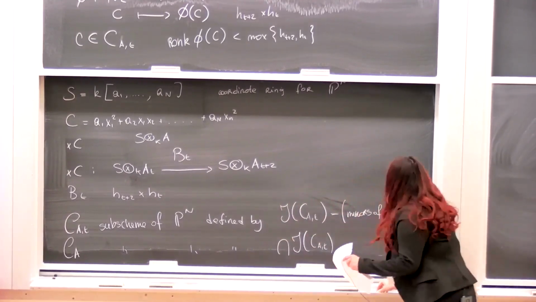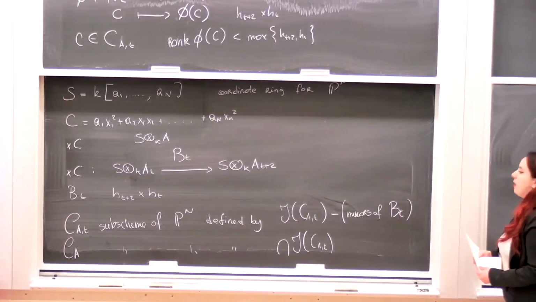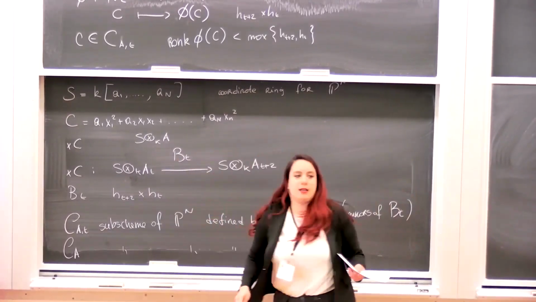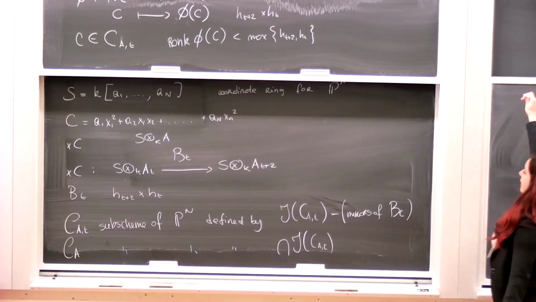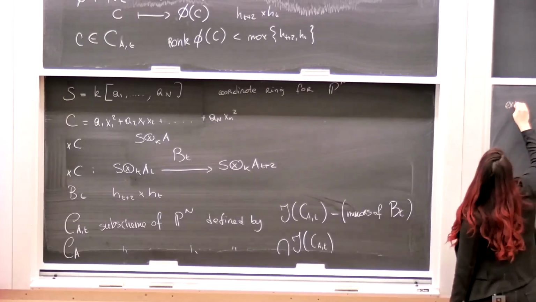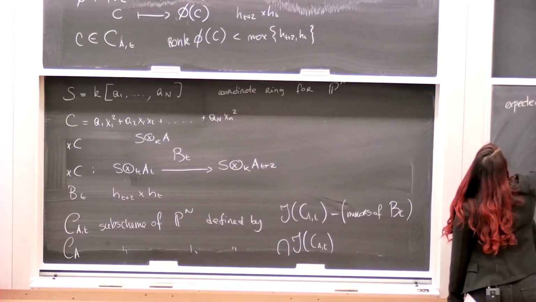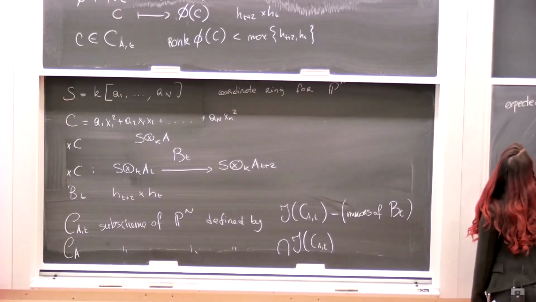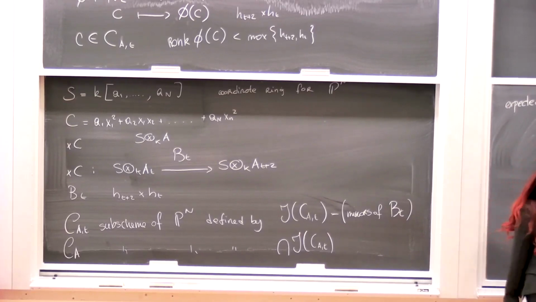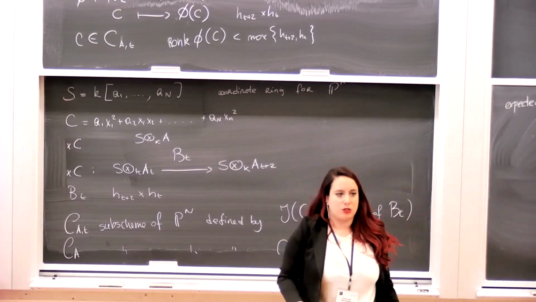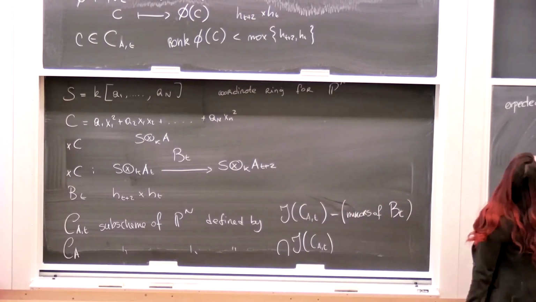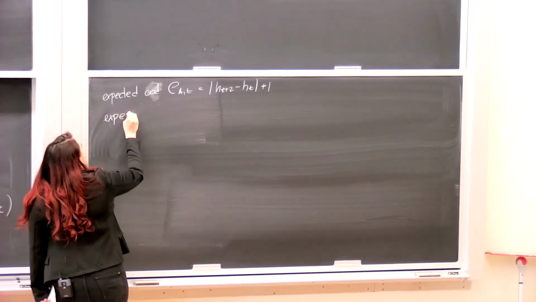Okay, some things that we need to recall is, since we define CA in degree t as a subscheme associated to an ideal of maximum minors, we have an expected codimension. So the expected codimension is given by h_t plus 2 minus h_{t+1}. And moreover, in the case when the expected codimension is achieved, we also know that the expected degree is achieved.